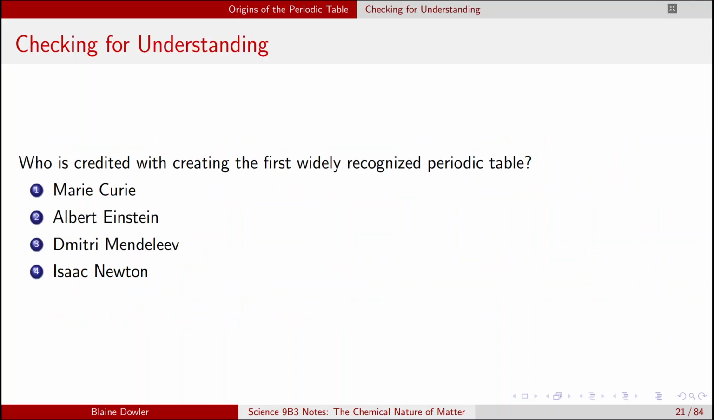Let's check for understanding. Who is credited with creating the first widely recognized periodic table? Marie Curie, Albert Einstein, Dmitri Mendeleev, or Isaac Newton? Pause now if you need more time. Dmitri Mendeleev is widely recognized for making the first periodic table.